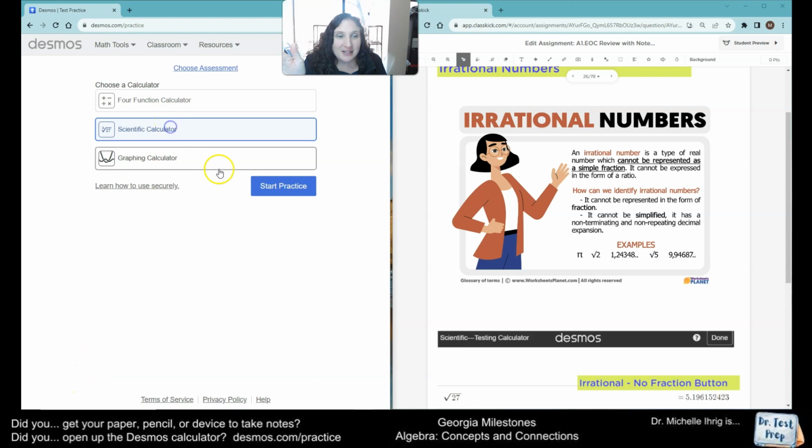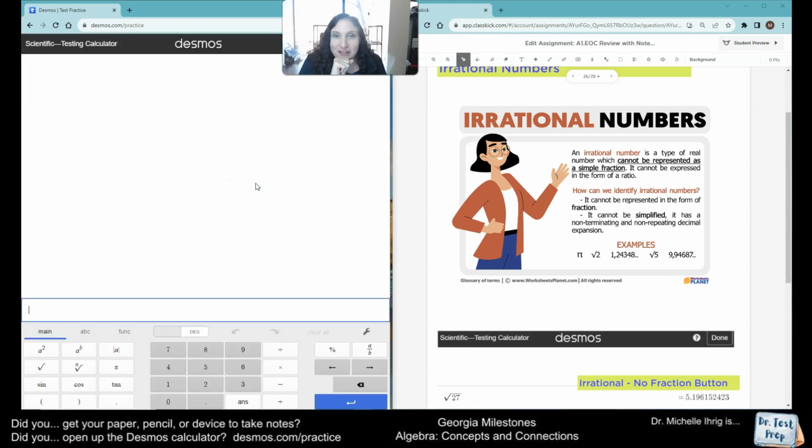So let's take a look at this really amazing trick. I'm going to open up the scientific calculator. It also works on the graphing calculator. Just type in the problem. Here it says type in pi. I click pi. Do you see a fraction button? Nope. So that's an irrational number. I'm going to type in 0.25. Do you see this fraction button? Yep. Rational number, 1/4.